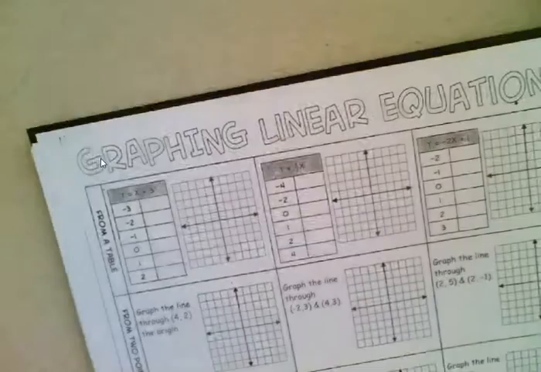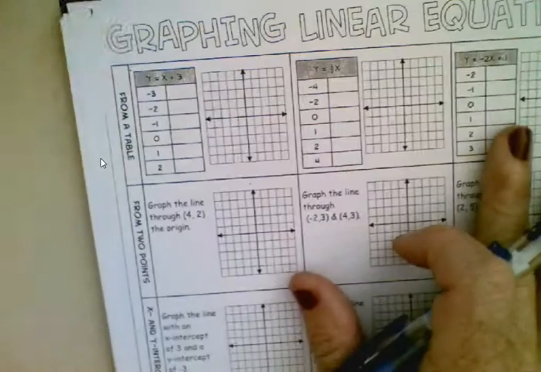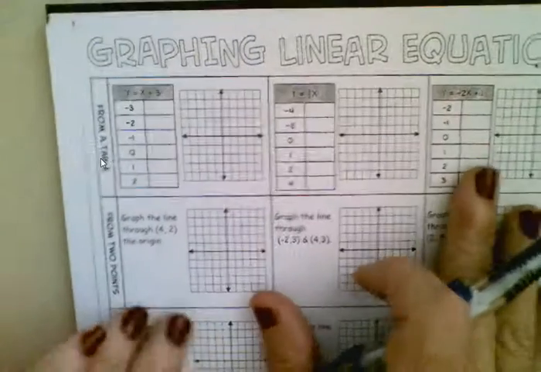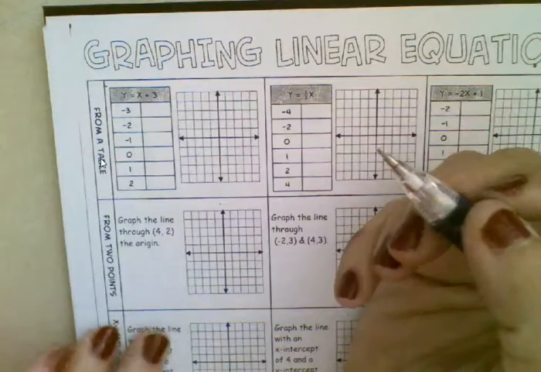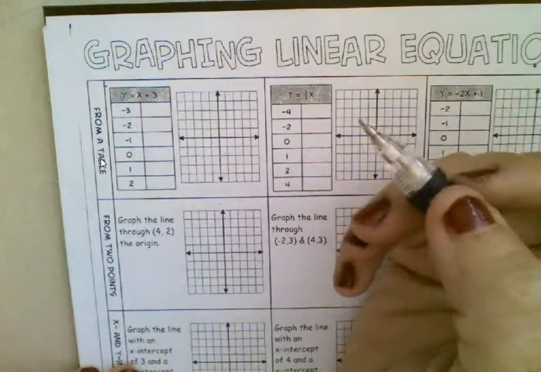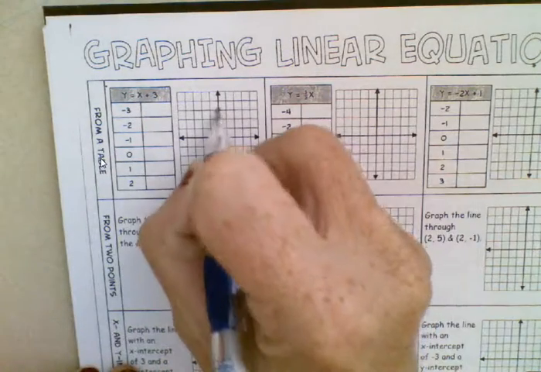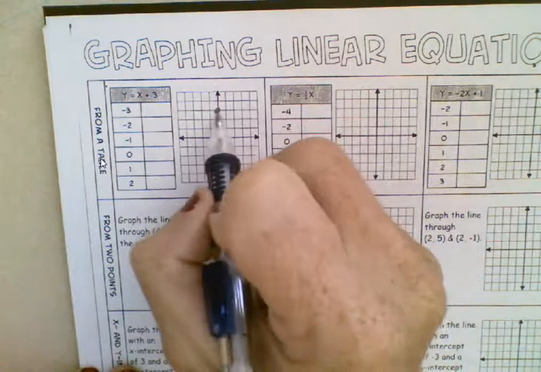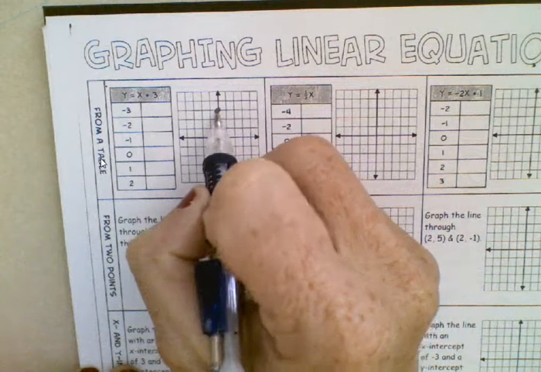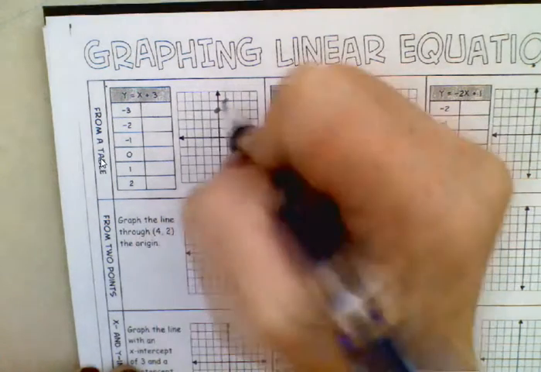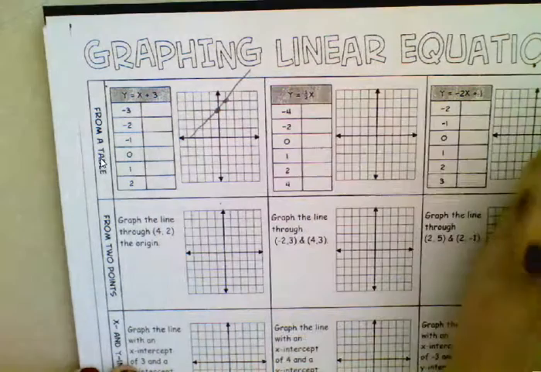Flip over. Najee. Okay, where do you begin? 3 on the y-axis, and what's your slope? 1 over 1, so from here I go up 1 over 1. Excellent. Good.